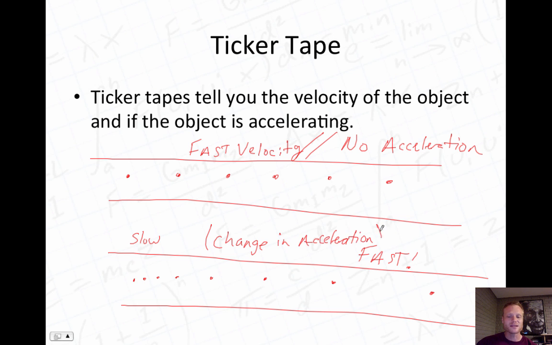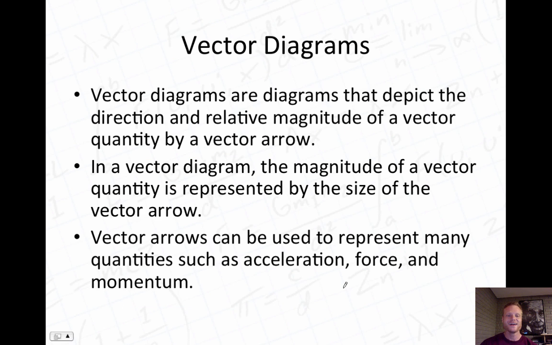And so this is basically what a ticker tape diagram can provide. It's just some information telling you whether or not an object is speeding up, slowing down, keeping the same velocity. Is it moving relatively fast? Is it moving relatively slow? And you're just basically using these dots to kind of give you an idea of what's happening. And that's called a ticker tape diagram. It's kind of hard to say fast, but you certainly can try.